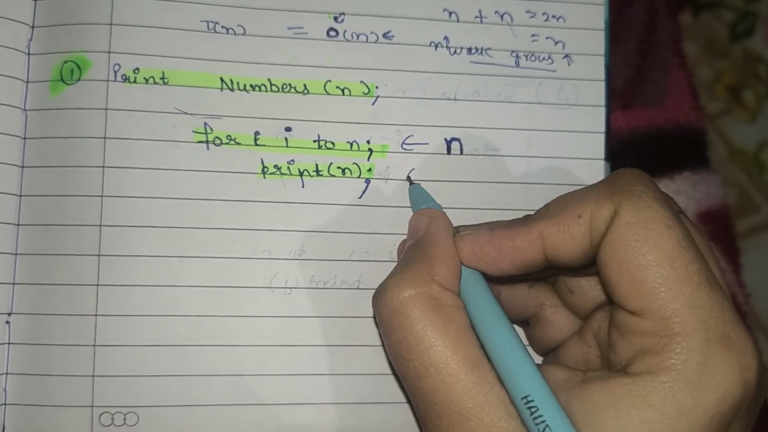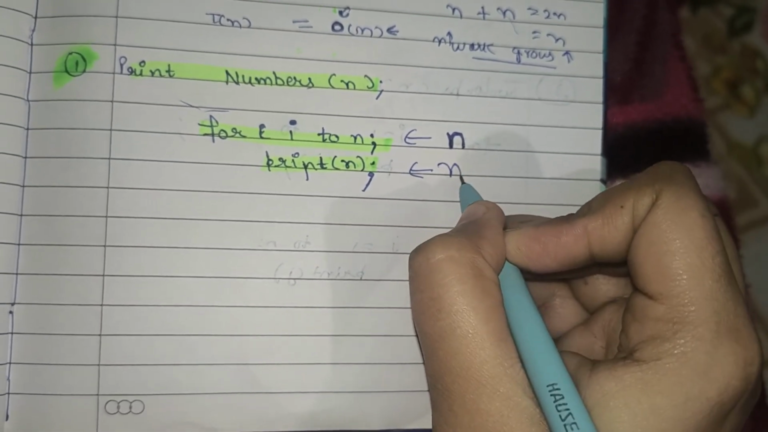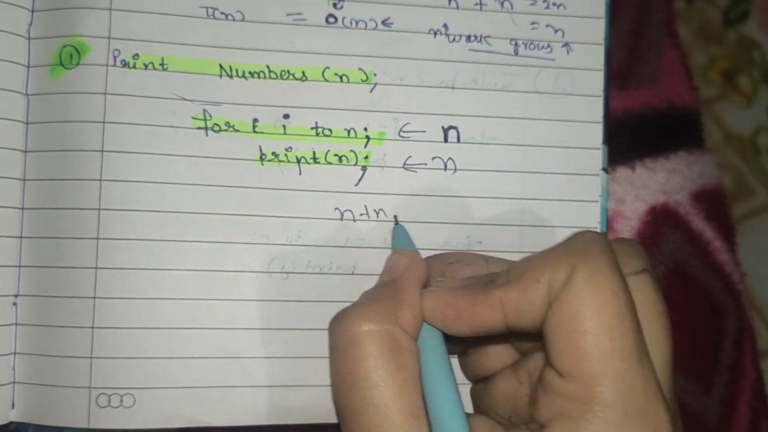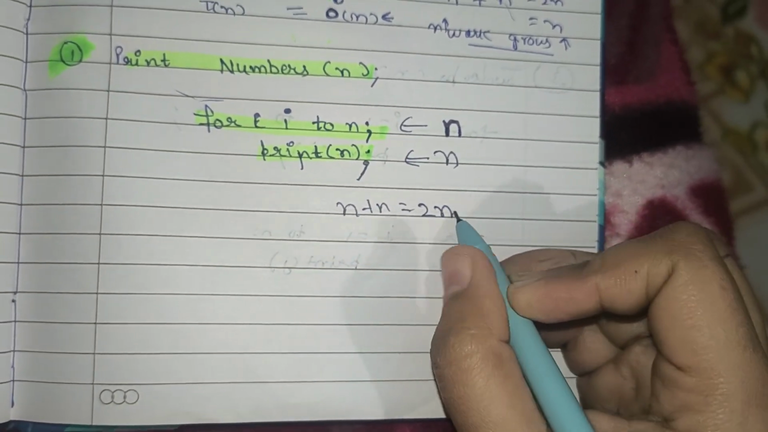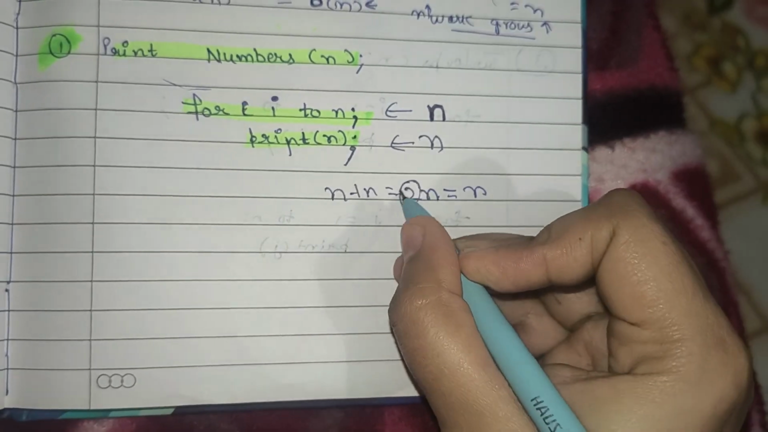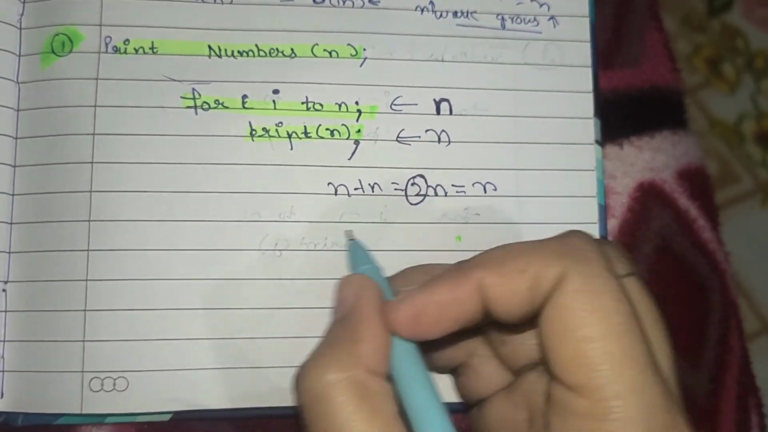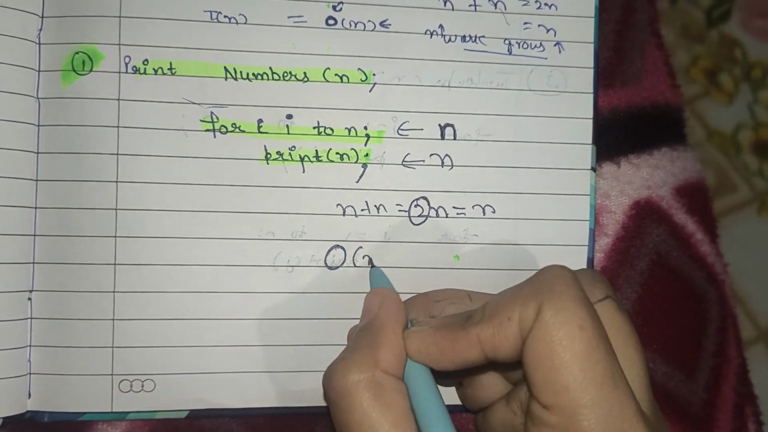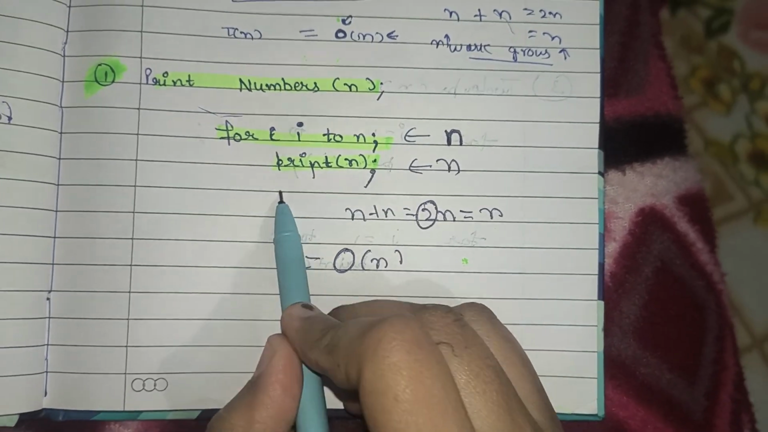This print loop will also run n times. So n plus n equals 2n, and it will be n as we are going to drop the constant. So the complexity is O(n) for this problem.